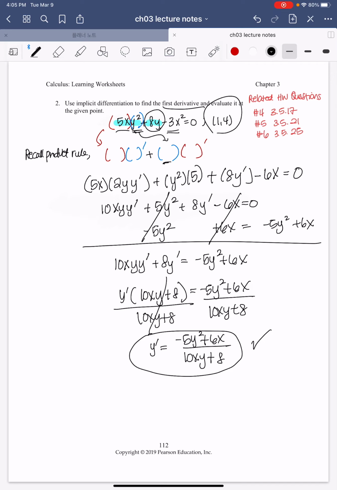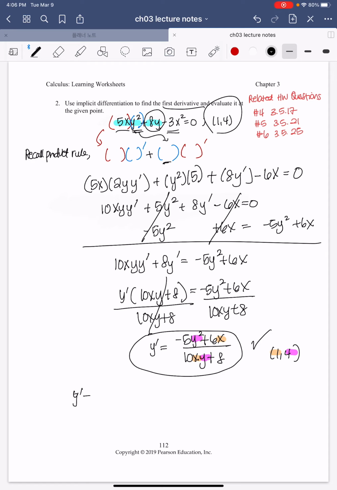We have a point (1, 4). So that means 1 is my x value and 4 is my y value. So I'm going to plug it in. Wherever you see x, I'm going to replace it with 1. Wherever you see y, you're going to replace it with 4. So let's find our function value.